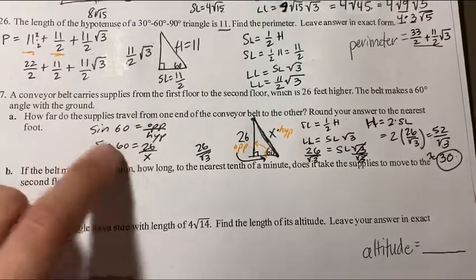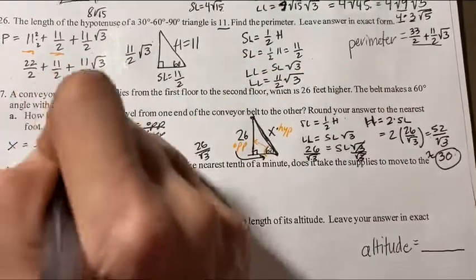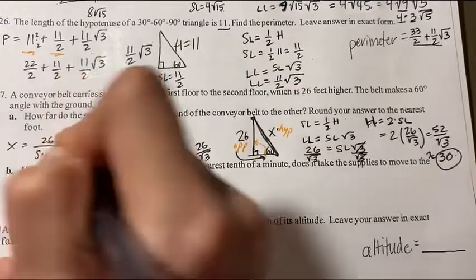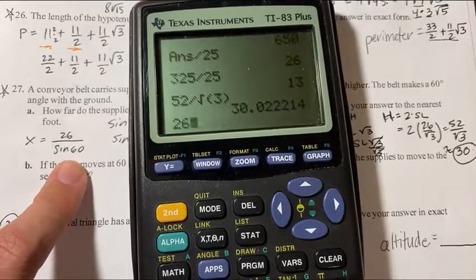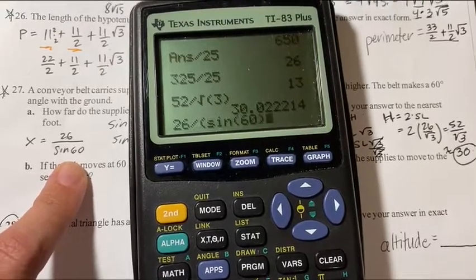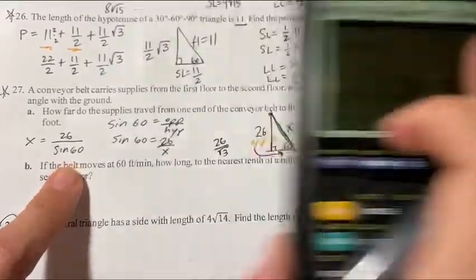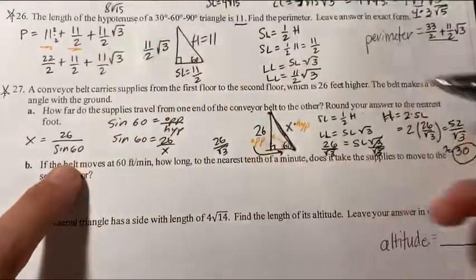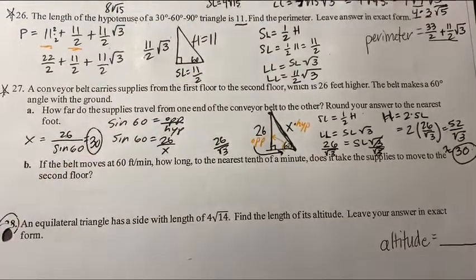So to solve this, I'd swap the spots here. X is equal to 26 over the sine of 60. So we can put this in the calculator and should get the same thing. 26 divided by the sine of 60. I get the same answer. Pretty cool, right? So how far do they go? 30 feet, round to the nearest foot.